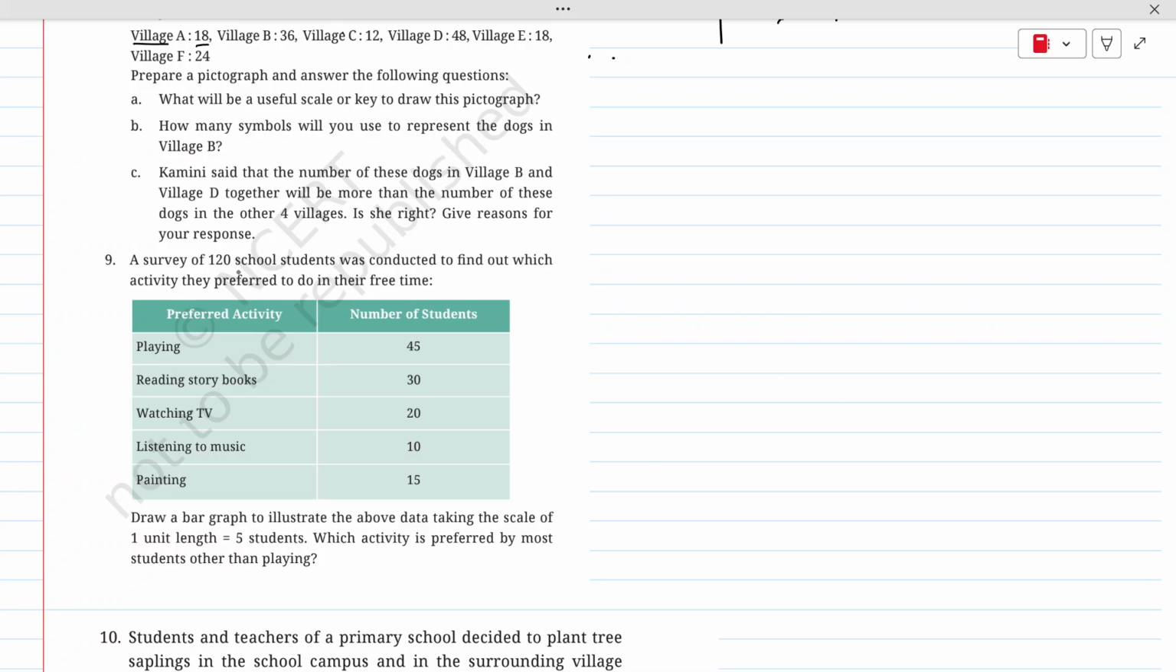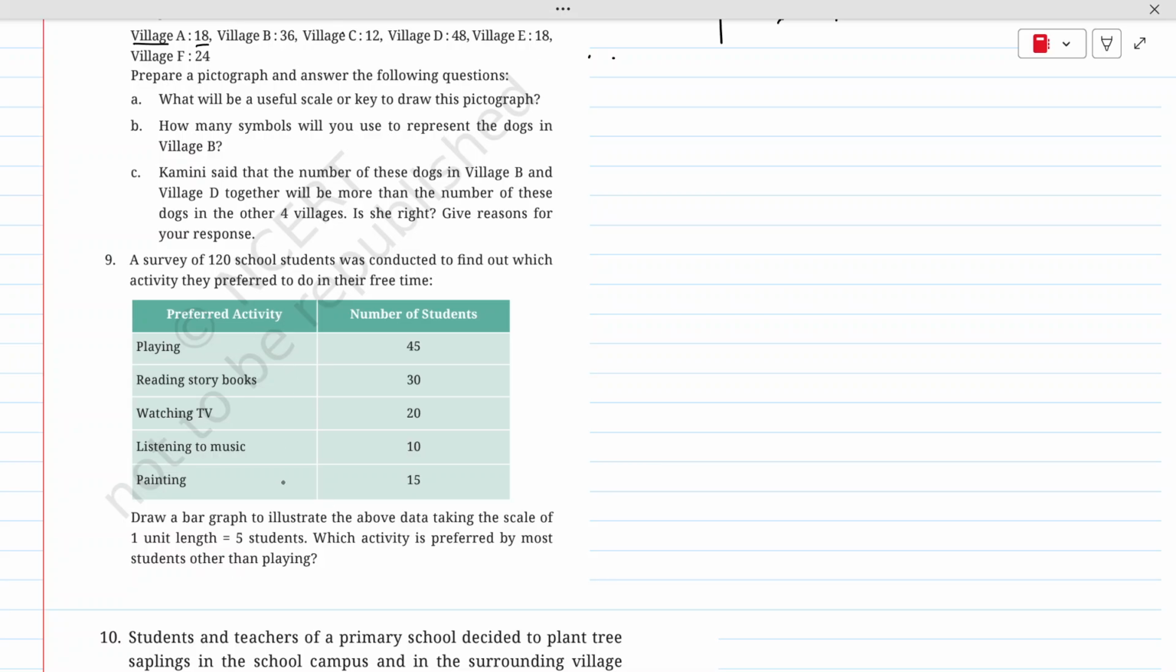A survey of 120 school students was conducted to find out which activity they prefer to do in their free time. Okay, so this is a table which has been prepared, and it shows which activity is preferred by the students in their free time. Now we have to draw a bar graph to illustrate the above data, taking the scale of 1 unit length as 5 students. And which activity is preferred by most students other than playing?